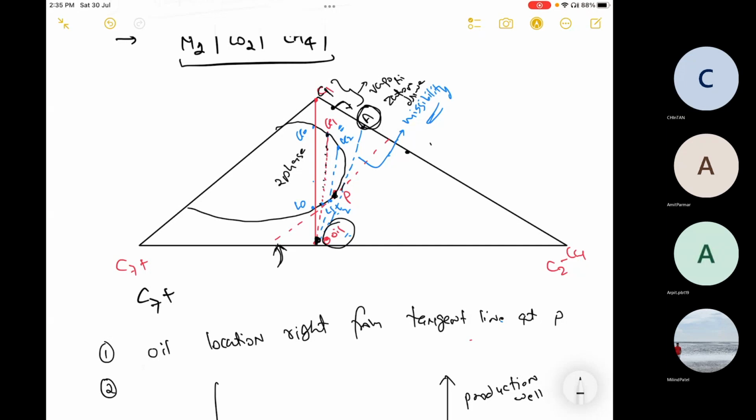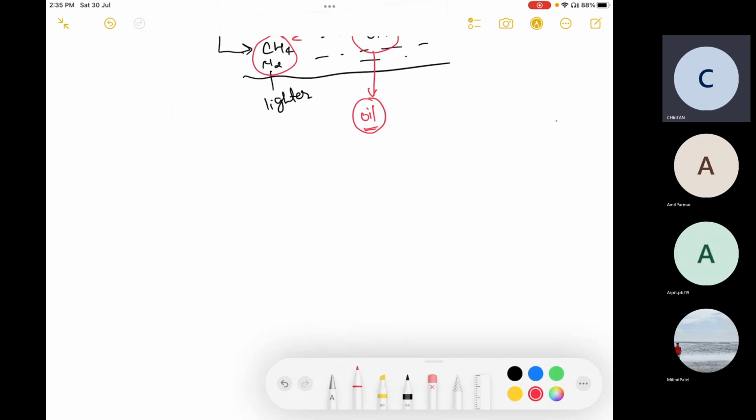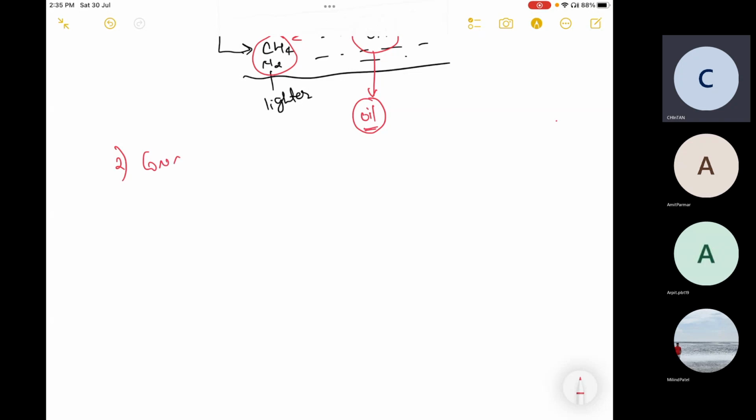Okay. Next drive, the case is just opposite to this in terms of this red tangent line. What will happen during the next drive? The next one is the condensate drive.